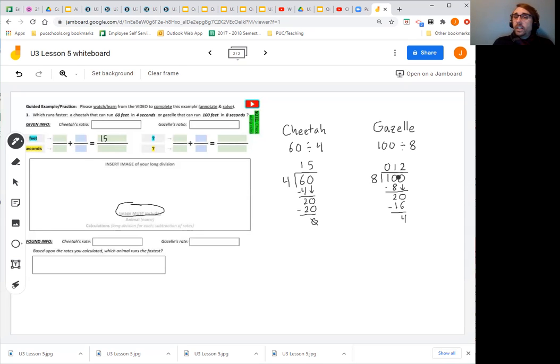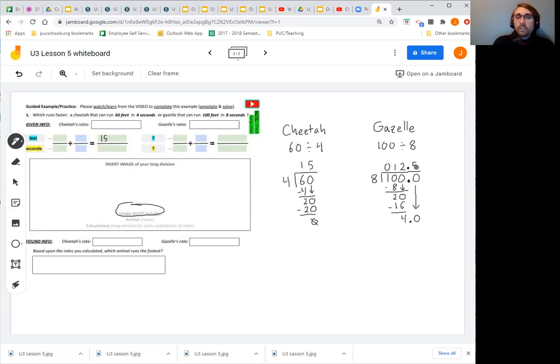4 is smaller than 8, and so I need to bring down the next number, but there is no next number. So I'm going to put a decimal and a 0, and then I can bring down. So this is decimal 4, and that means I'm going to have a decimal in my answer. So how many 8s get us closest to 40? That would be 5 of them.